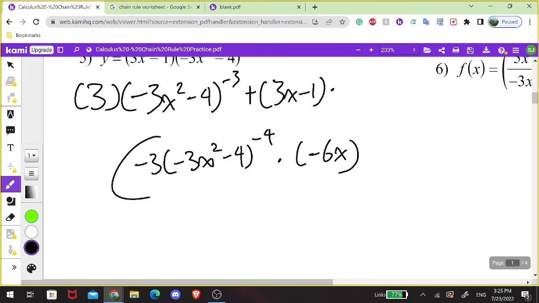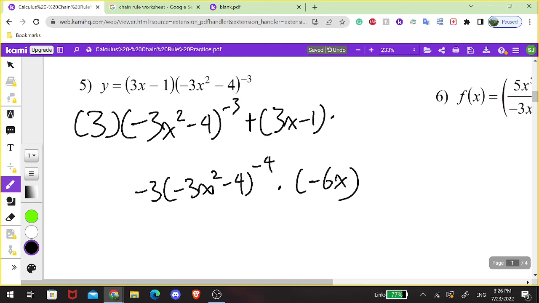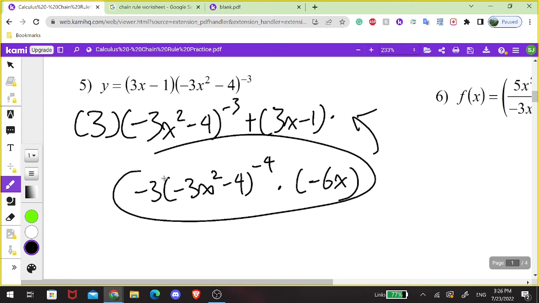So we took the derivative with respect to g of x, and now we take the derivative of the inside, the g of x, which is negative 6x. So the final answer will be 3 times negative 3x squared minus 4 to the negative 3rd power plus 3x minus 1 times all this. And let me check the answer key. 3x minus 1 times negative 3x squared minus 4 times 6x plus 3 times, yep, that's alright.